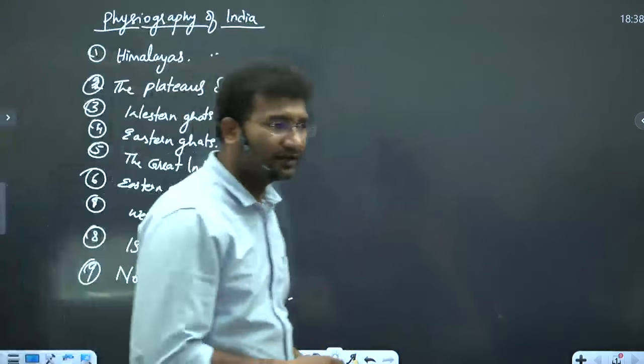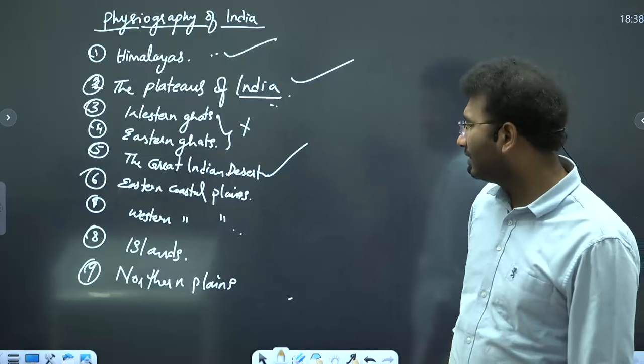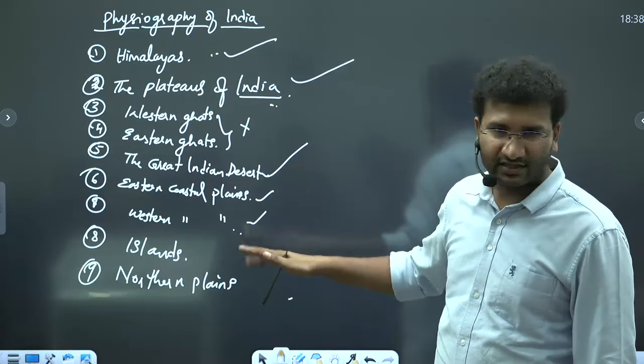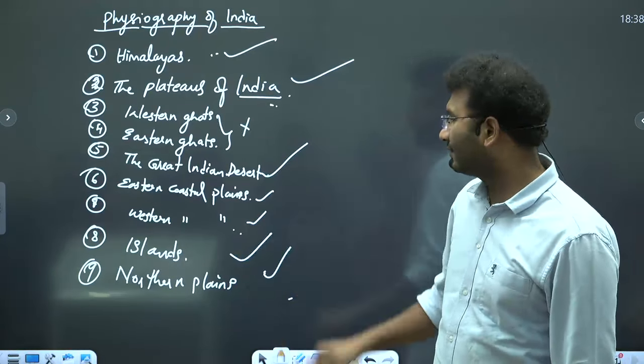Here you need to understand how the formation took place. Formation of what? Formation of Himalayas is required, formation of the plateau, Western Ghats, Eastern Ghats formation is not necessary, Indian desert formation you need to know, and coastal plains formation is not required, characteristics are required, island formation and northern plains formation. So in totality, you need to learn about the formations of all of this. In fact, eastern coastal plains also, formations are not required, only characteristics.